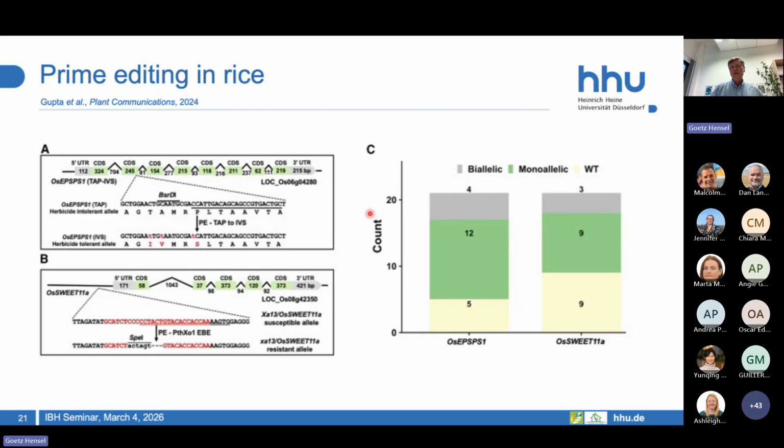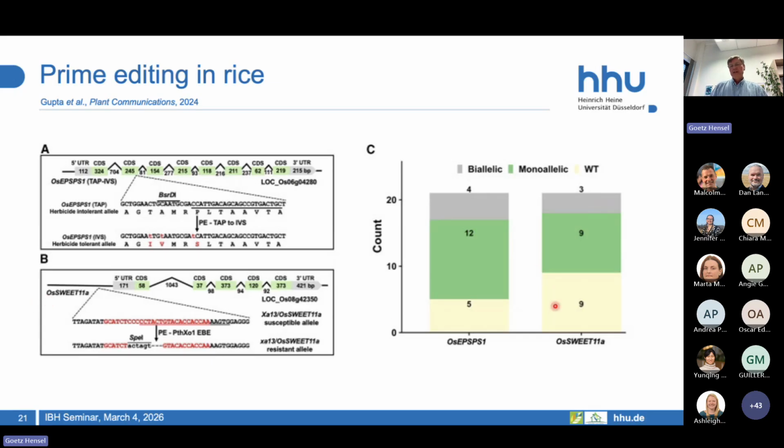constructs which do contain multiple elements. On one hand, we wanted to introduce a mutation in order to make the plant herbicide tolerant. For this, we had to alter the rice gene at 3 amino acids. And at the same time, we introduced the resistance or tolerance to rice blast by altering the promoter for the SWEET11 gene.